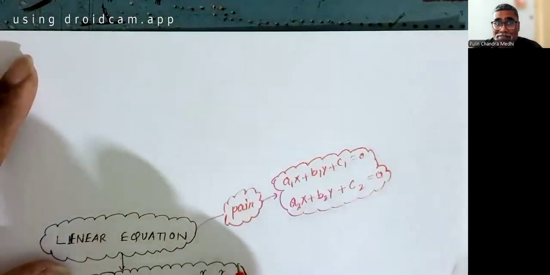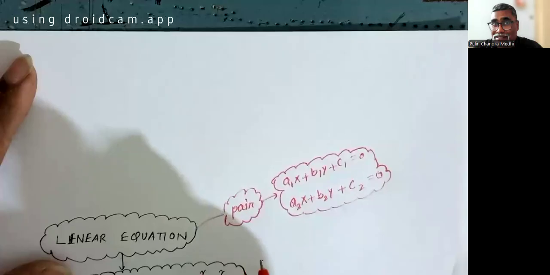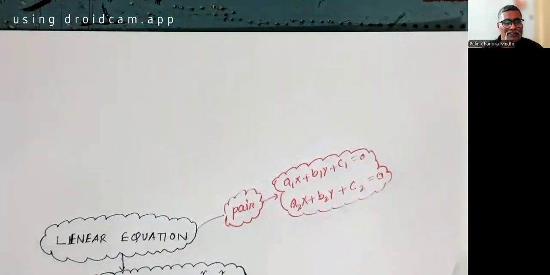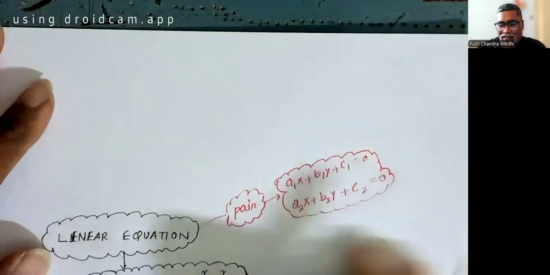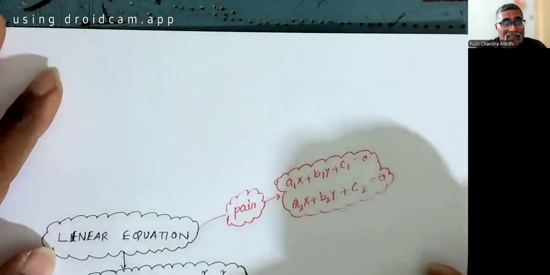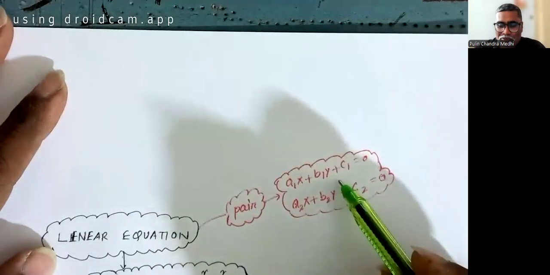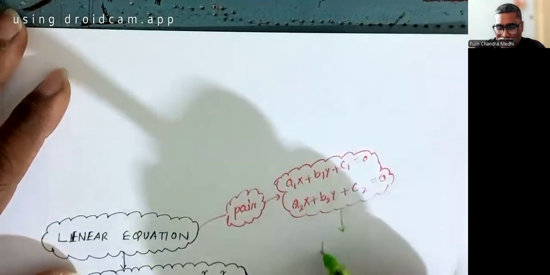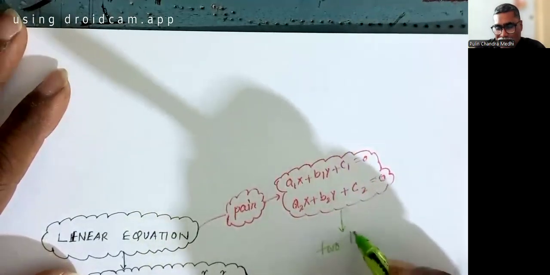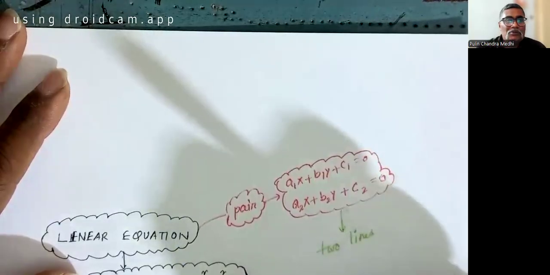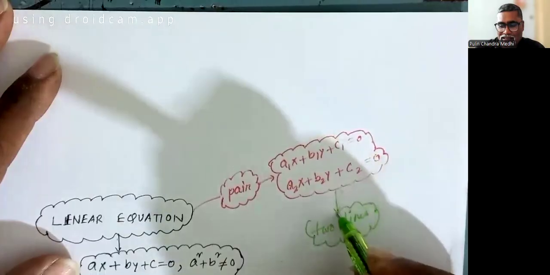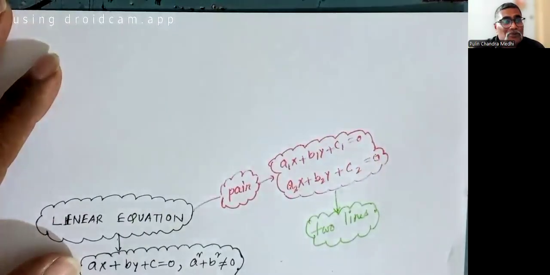Okay, now just try to connect it with what you know already, right? You already know that every such linear equation in two variables gives you what? A line in the graph. So there are two linear equations. So how many lines do you expect? Two lines, two straight lines. So we have gathered this information. Two lines.